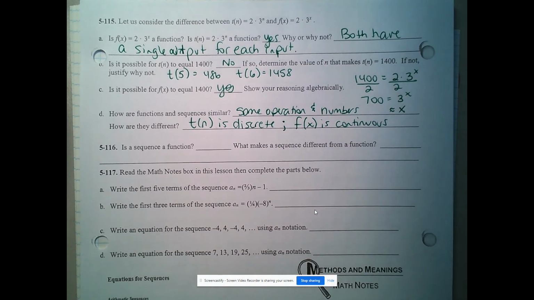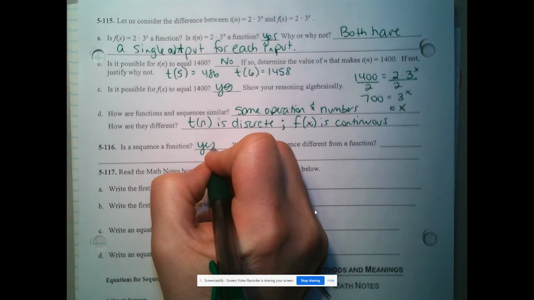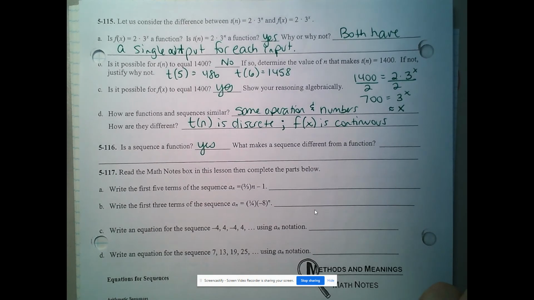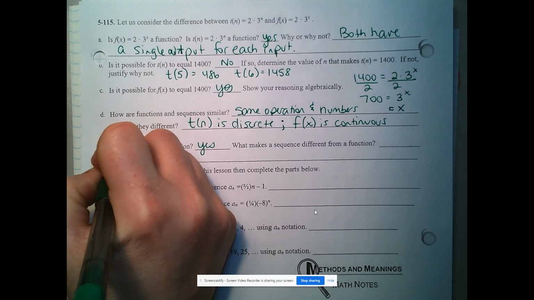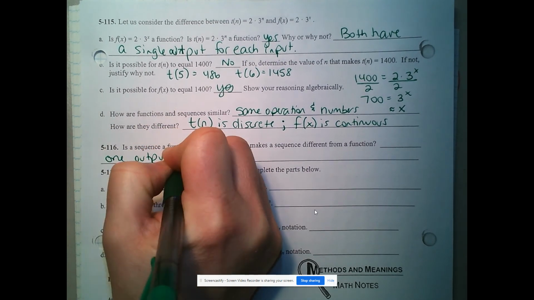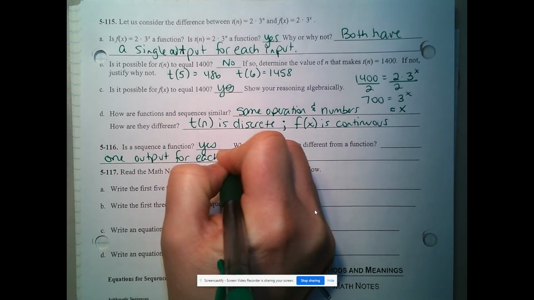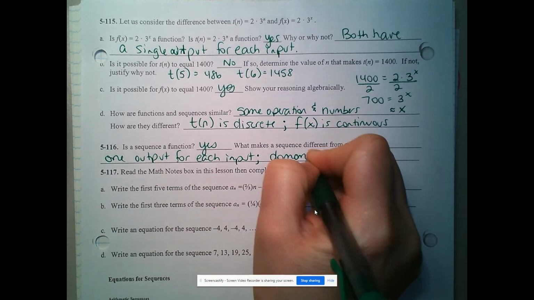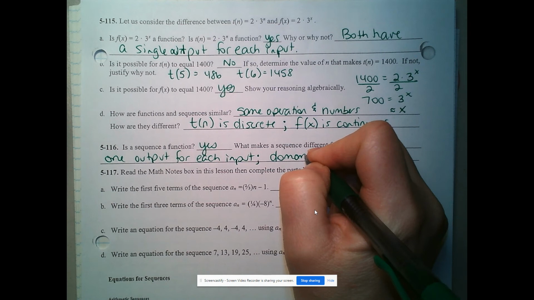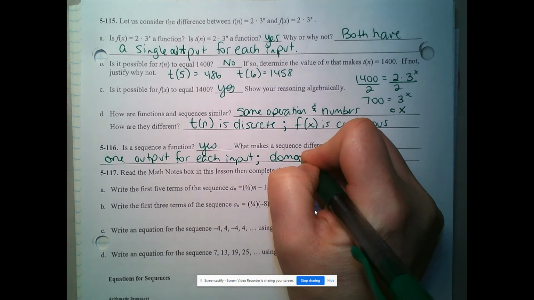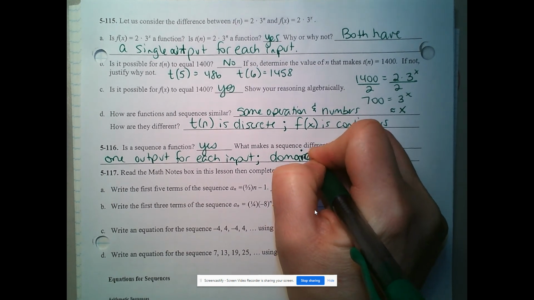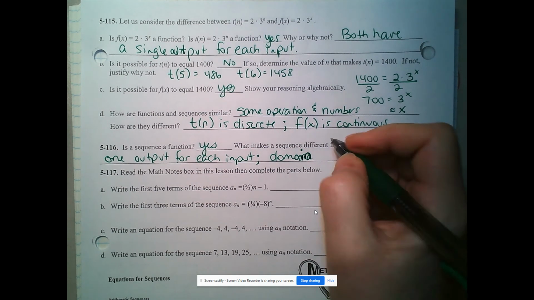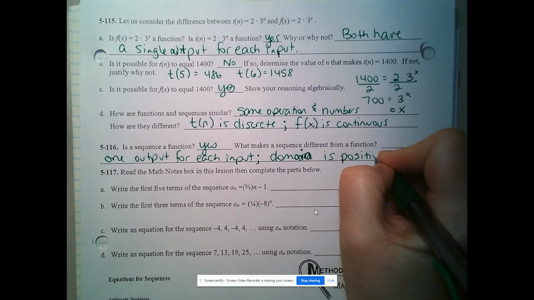Is a sequence a function? Yes, because of the one output for each input. It just happens to have a different domain. So one output for each input, and the domain, not sure what I was spelling the first time around. Domain is positive integers.